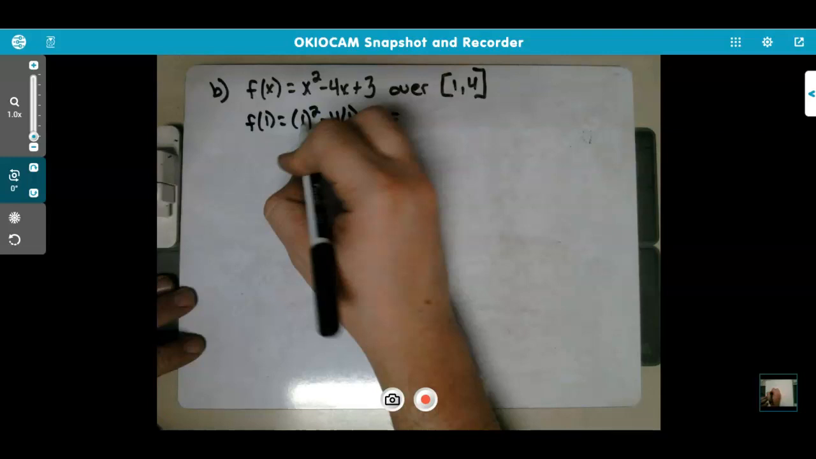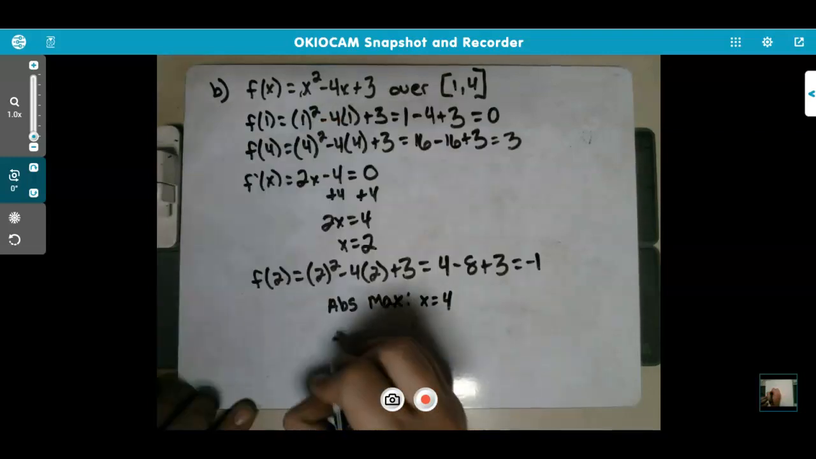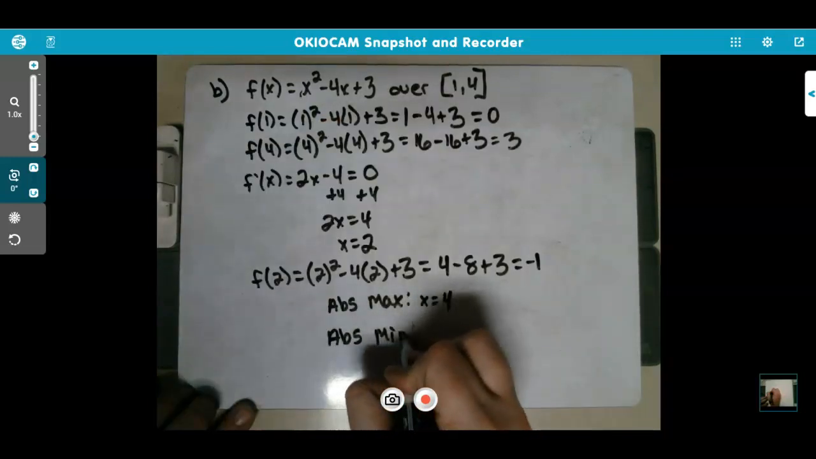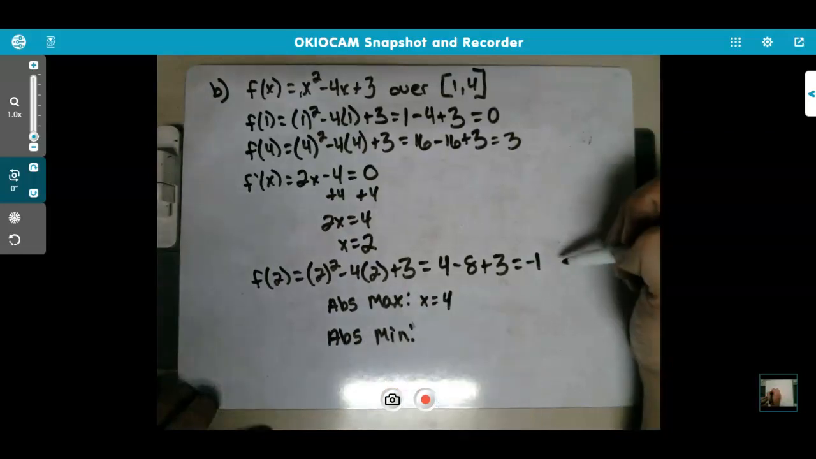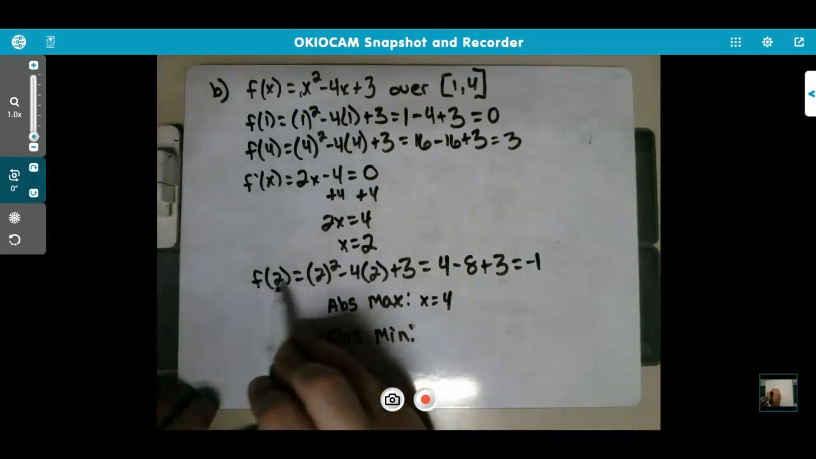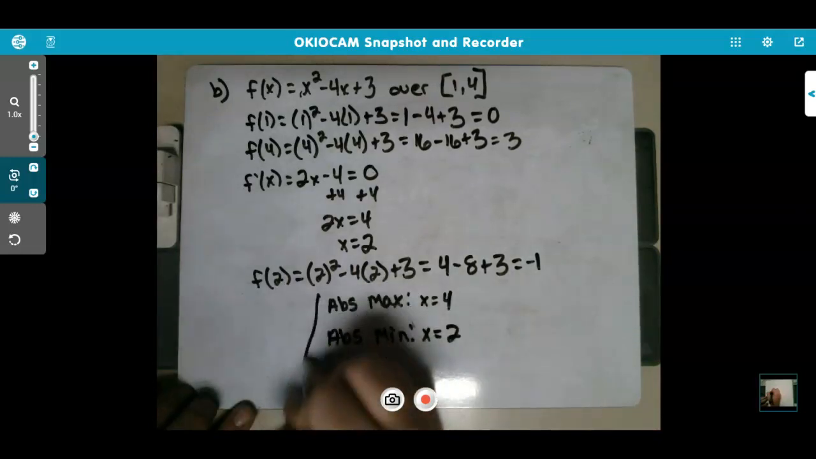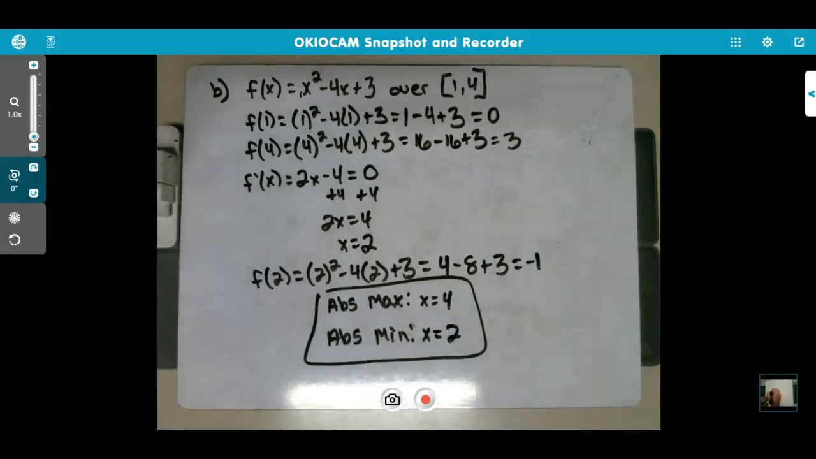So when I write down what the absolute maximum is, I look for the largest one. I got 0, I got 3, and I got negative 1. The largest one of those was 3. So it happens at x equals 4. Looking for the absolute minimum, I got 0, 3, and the negative 1. So the smallest one is this one at x equals 2. There we are. So it isn't too bad once we do a lot of these. It honestly doesn't take as much work as you might think it does.